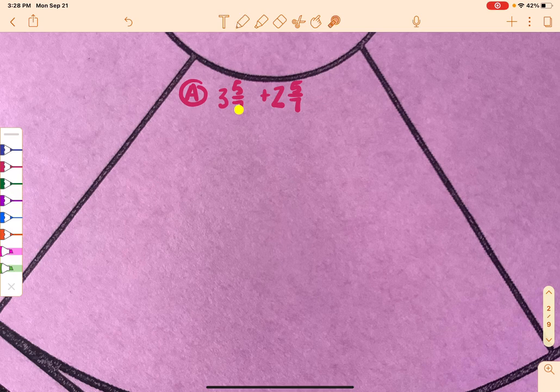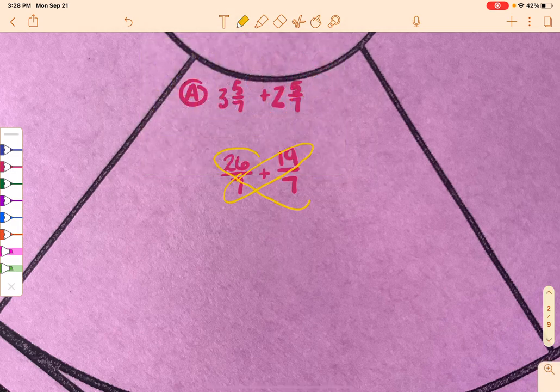So if I do this, 7 times 3 is 21, plus the 5 on top is 26. So 26 over 7. Now notice I'm moving it down a little bit because I want to have room to do the actual butterfly method when we get there. So if I switch the other one, 7 times 2 is 14, plus the 5 is going to be 19. So 19 over 7. Okay, so we've got that set up.